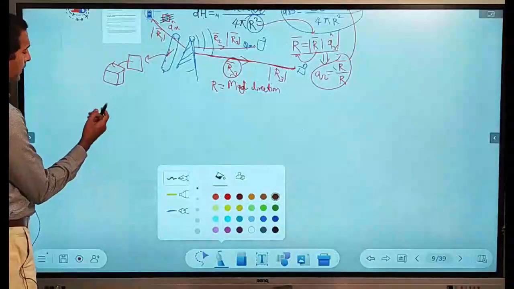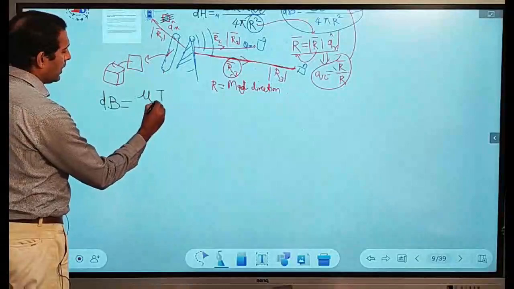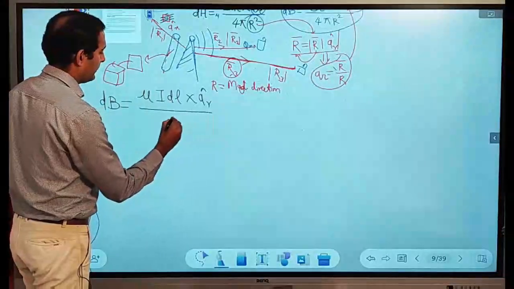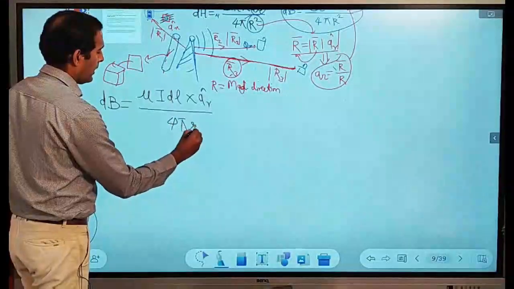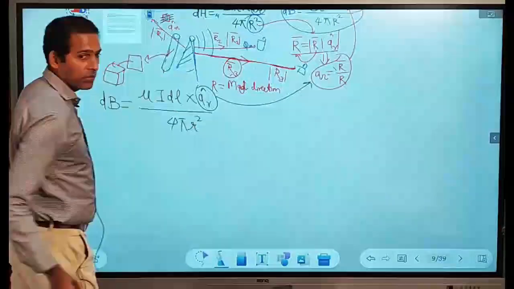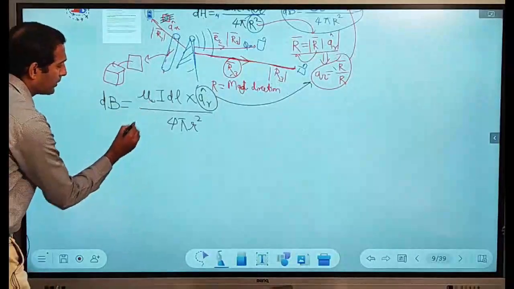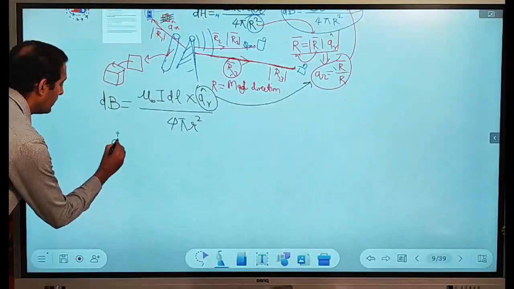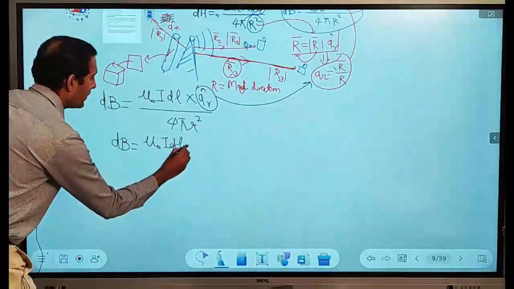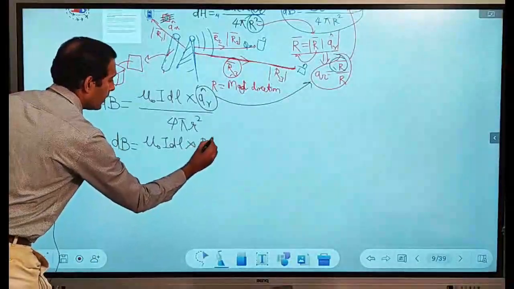What is our formula? We will write it in the form of dB. dB is equal to mu IDL cross AR cap divided by 4 pi R square. This value we are replacing with this value. So what can I write? I can write for mu r equal to 1, mu naught. dB is equal to mu naught IDL cross R bar.